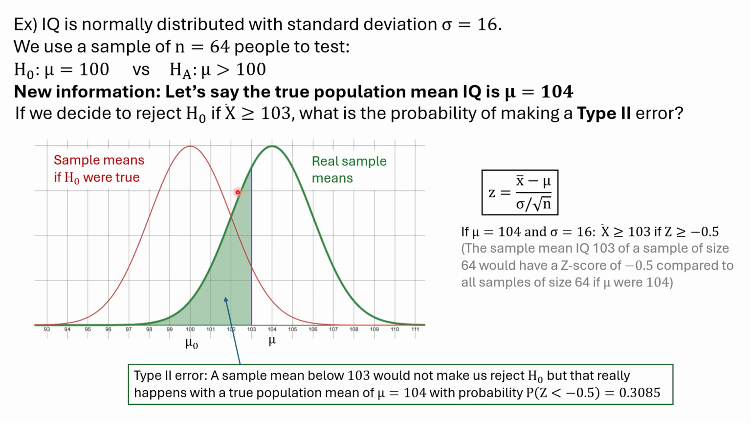So this means all these realistic samples that we could get up to 103 would not be considered enough evidence for us to reject the null hypothesis, even though we should. That would be a type 2 error, and so the type 2 error happens with probability equal to this area in green. A sample mean below 103 would not make us reject the null hypothesis, but that really happens with the true population mean mu of 104, with probability that the z-score is less than minus 0.5, which is 30.85%.